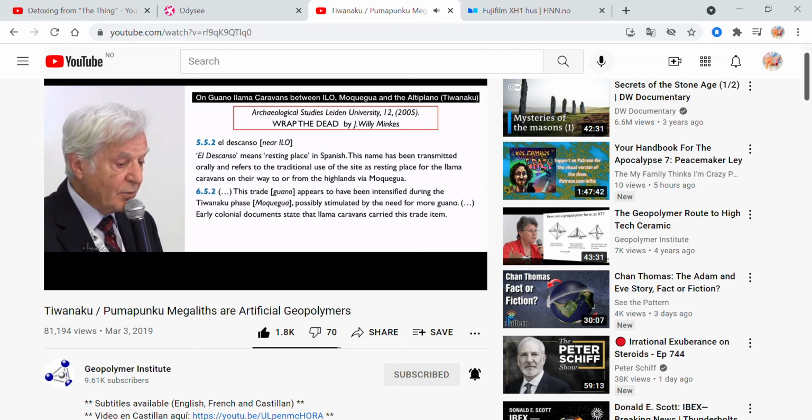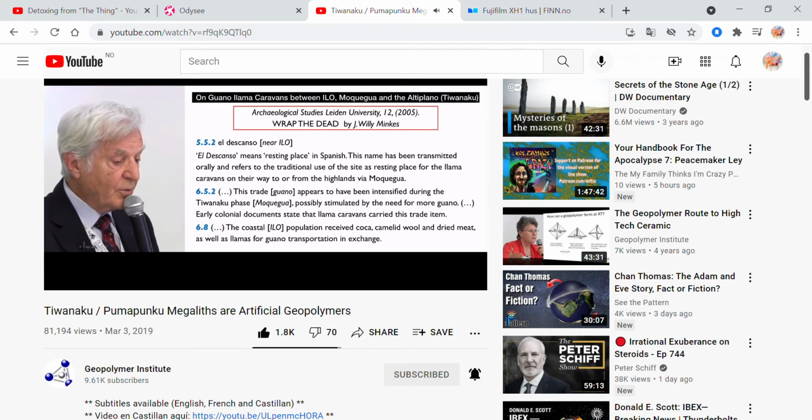The guano trade appears to have been intensified during the Tiwanaku phase of construction, possibly stimulated by the need for more guano. Early colonial documents state that llama caravans carried this trade item. The coastal Ilo population received coca, camelid wool, dried meat, as well as llamas for guano transportation in exchange.